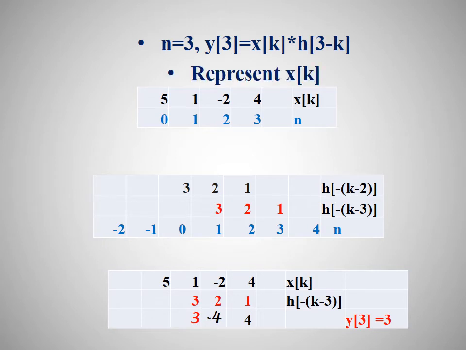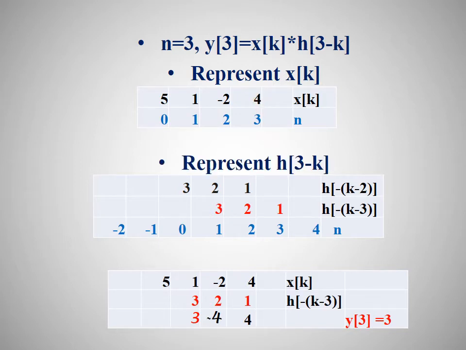Next, let us go on to the next case where we need to consider n equal to 3, which means our expression is y of 3 is equal to x of k into h of 3 minus k. As usual, let us represent h of k, let us represent h of 3 minus k, and then multiply and if necessary add. So, x of k as usual is at n equal to 0 it is 5, at n equal to 1 it is 1, at n equal to 2 it is minus 2, and at n equal to 3 it is 4.